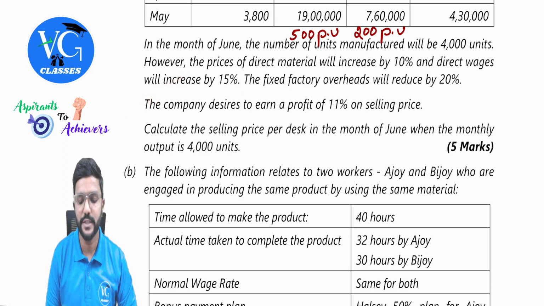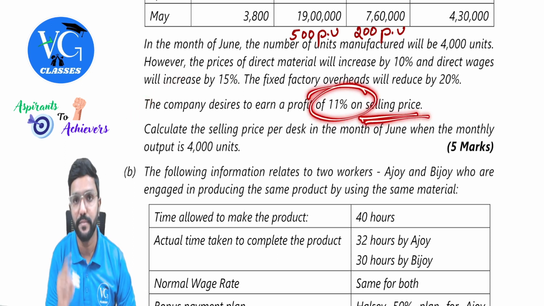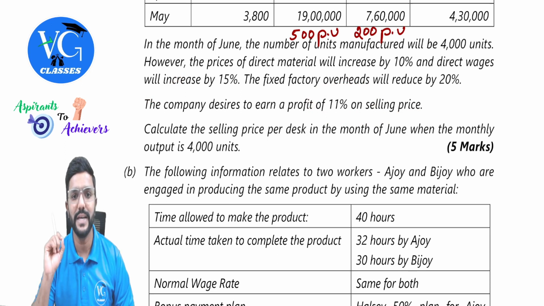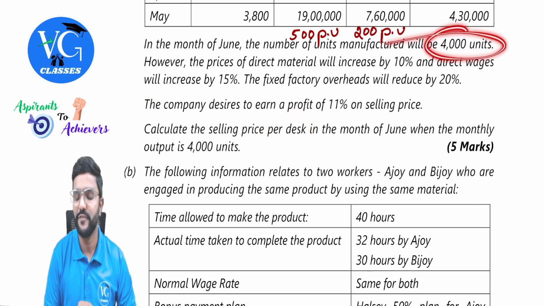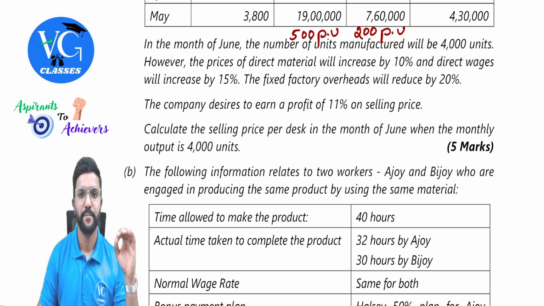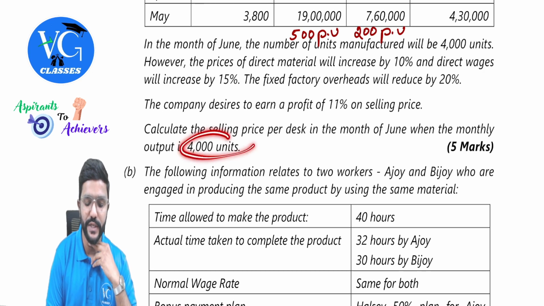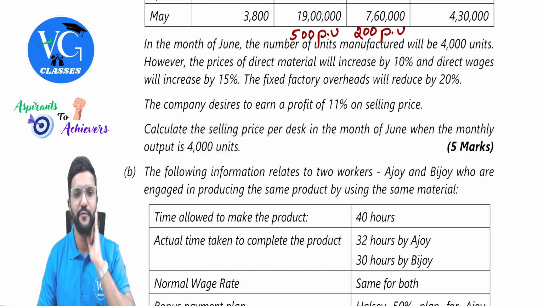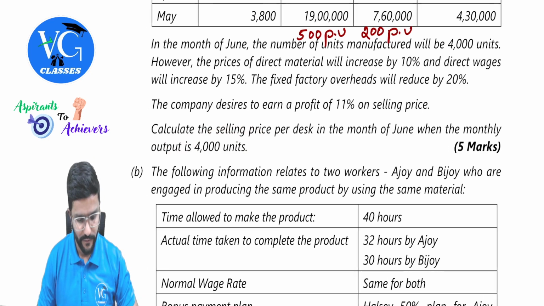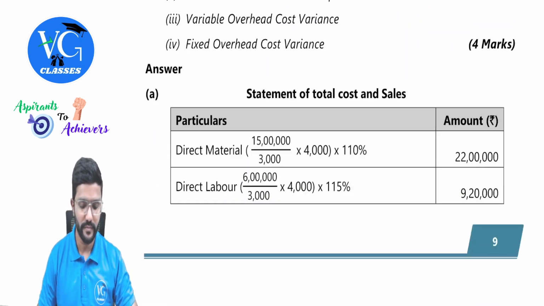The company desires to earn a profit of 11% on selling price. Please be careful. Calculate the selling price per desk, that is per unit. So totally how many desks are manufactured in a month? 4,000. In the month of June, when the monthly output is 4,000 units, this becomes the denominator. Once we calculate total sales, divide by 4,000, guys. That's all. Fine. We will look into the solution.